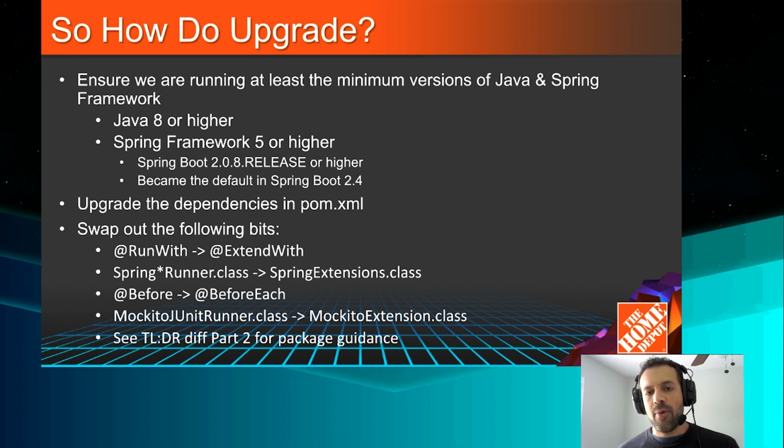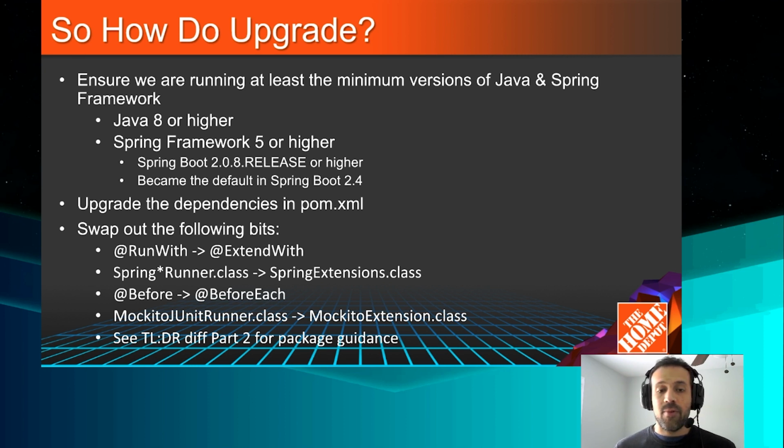But as of Spring Boot 2.4, JUnit 5 became default. So in the example I'm going to do in a bit, we're going to use Spring Boot 2.4 to avoid having to do the excludes dependency. Second thing is upgrade the dependencies in your POM XML or your build Gradle. And then you want to swap out the following bits.